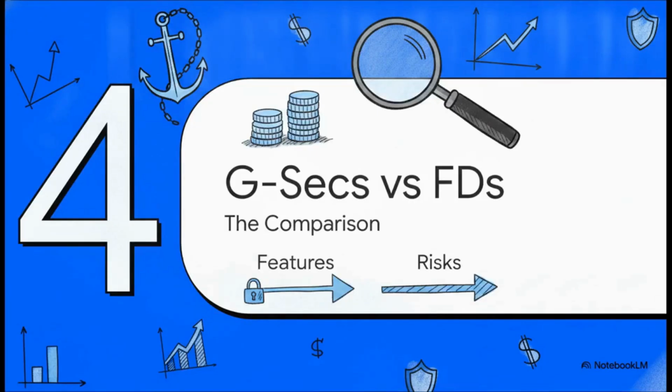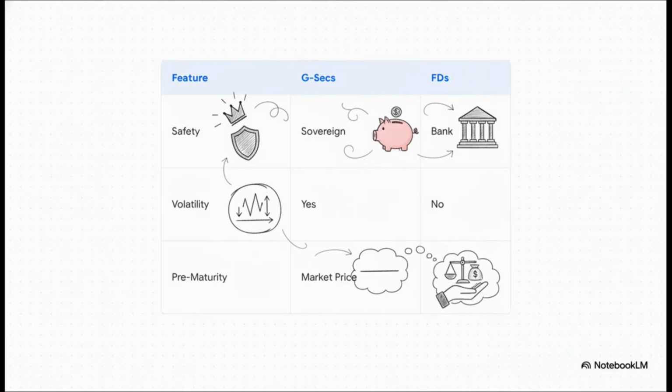Section 4. G-SECs versus fixed deposits. So the crucial point is this. A government security is not just some fancy government-issued fixed deposit. They are fundamentally different instruments. When it comes to safety, G-SECs are sovereign-backed, while your FDs are backed by your commercial bank and insured up to a specific limit. But check out price volatility.